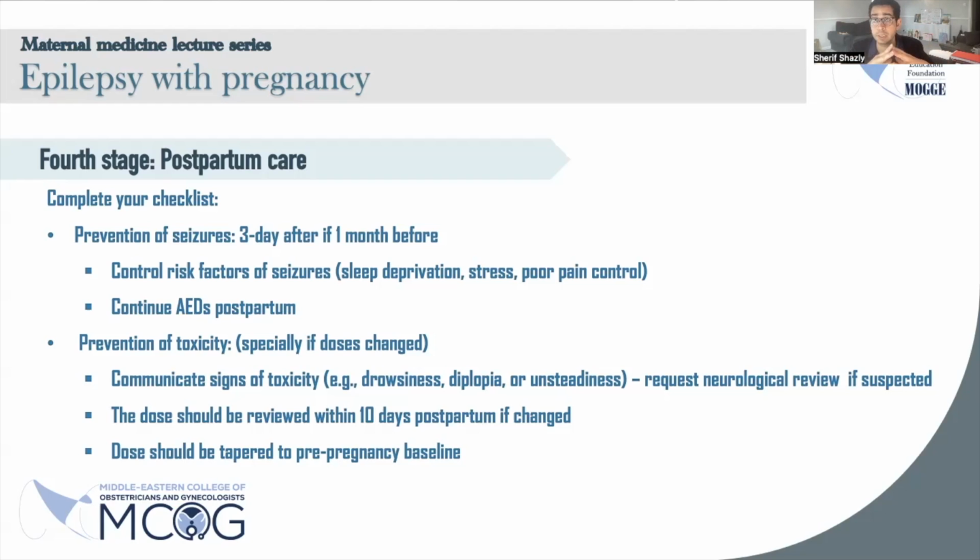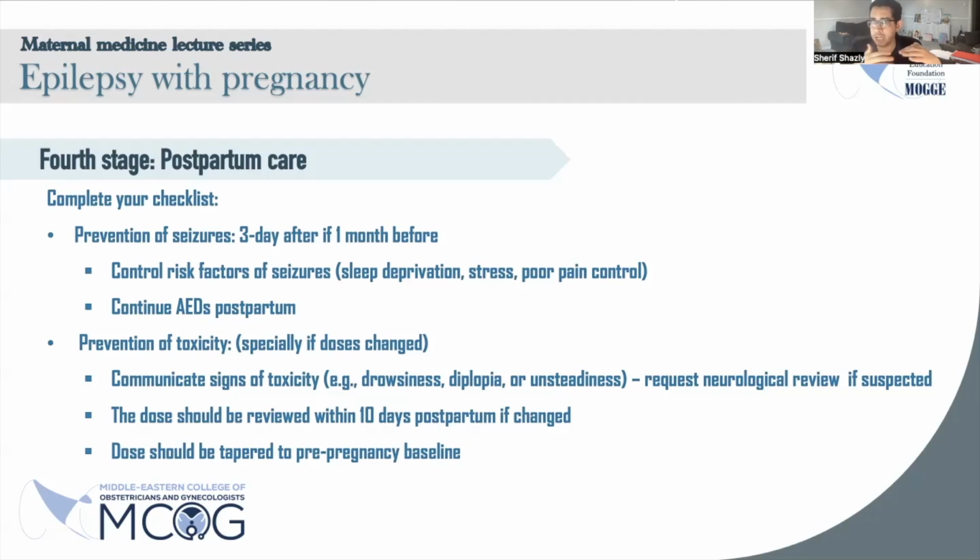That's important. Another thing to prevent toxicity is you need a neurological review within 10 days of delivery of the baby. So you need a neurologist to come in and discuss the dose and see if we need to decrease the dose or get the dose back to normal, or change the medication, to give her the right medication for this stage of her life. So that's very important within 10 days.